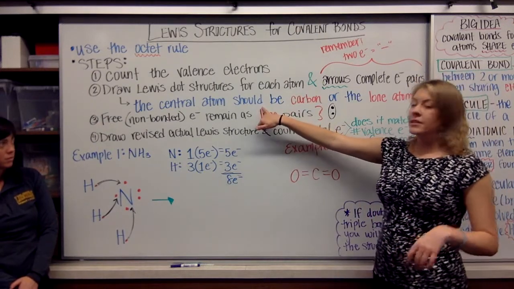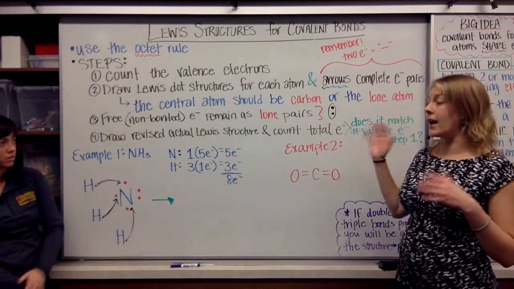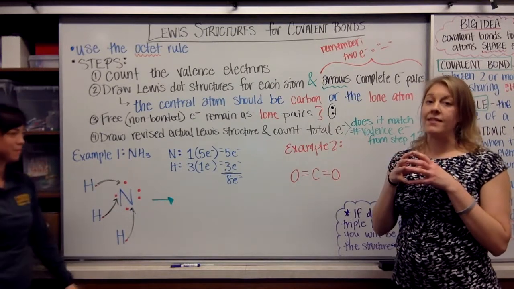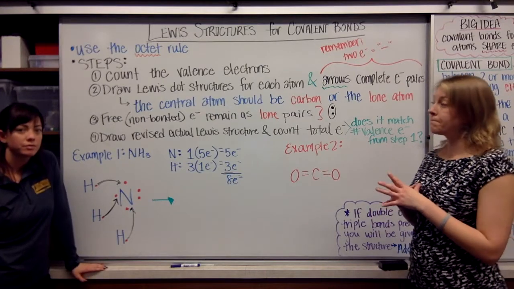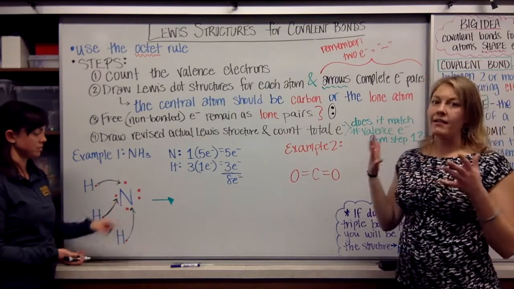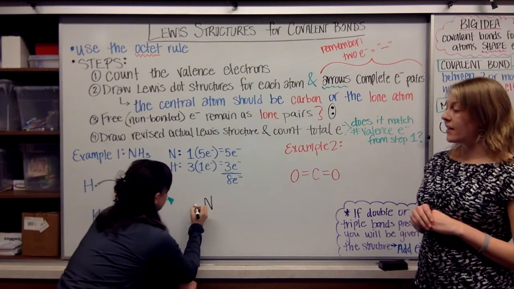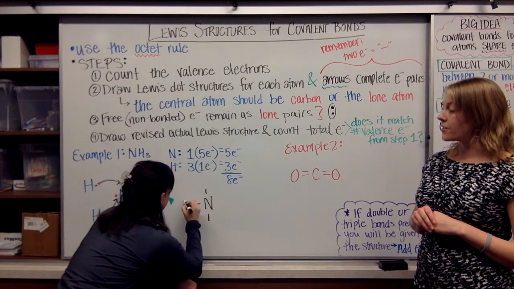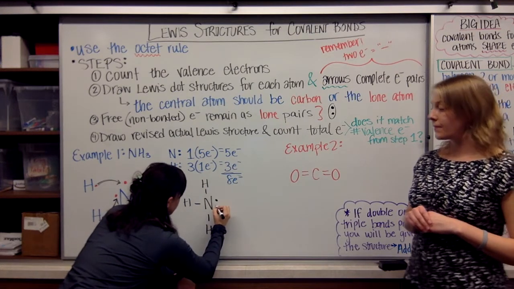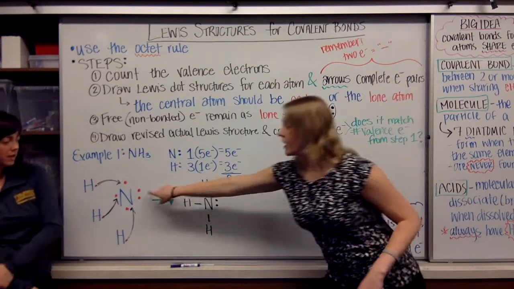The central atom is either going to be carbon or it's going to be a lone atom. So if you see one atom like nitrogen, the only nitrogen there with 3 hydrogens, that's going to be the atom in the center of the molecule that we're drawing. The next step is that free non-bonded electrons are going to remain as lone pairs. So you see nitrogen has 2 unbonded electrons. Ms. Thomas is going to draw those 2 unbonded electrons to the right of nitrogen. All right, so there they are. They're still non-bonded, just like they are here.